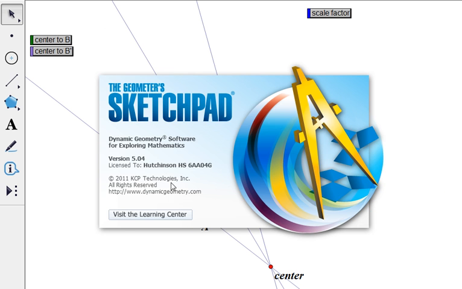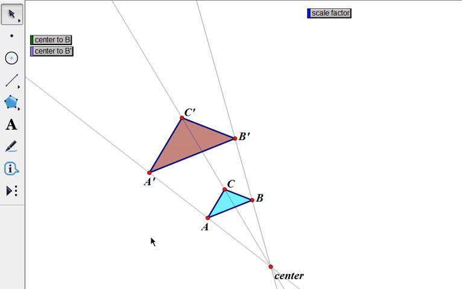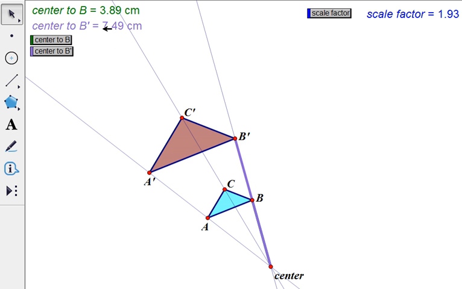Now I'm going to go to Sketchpad to take a look at some of this. And what we have here is my center to B, the distance from the center of dilation to point B. That's right there. And then I also have the distance from the center to point B prime. That's right there. What I've done then is I've written those as a scale factor of the purple over the green. And notice I have a scale factor of 1.93.